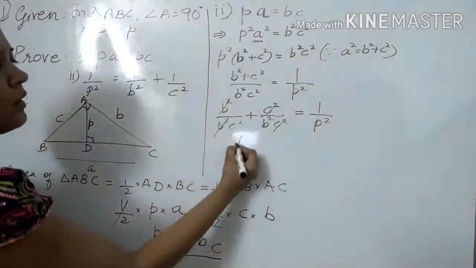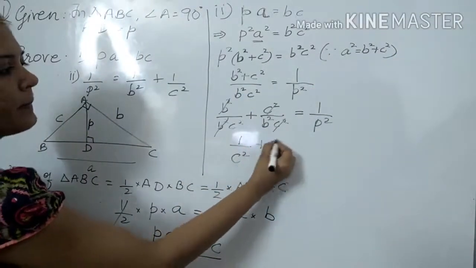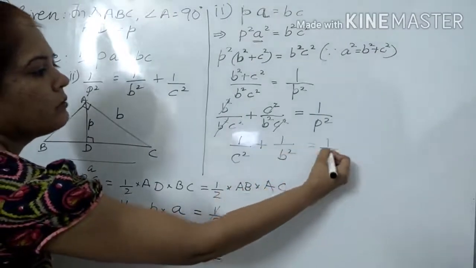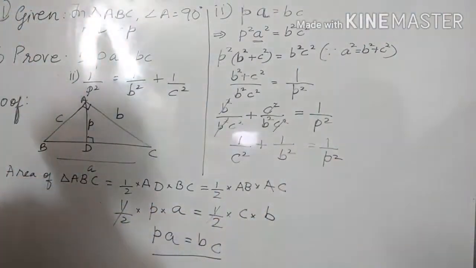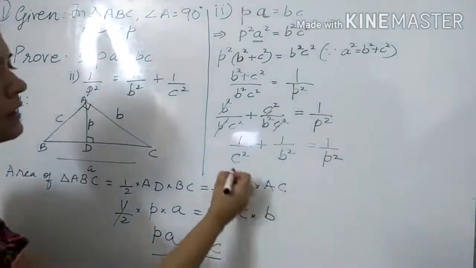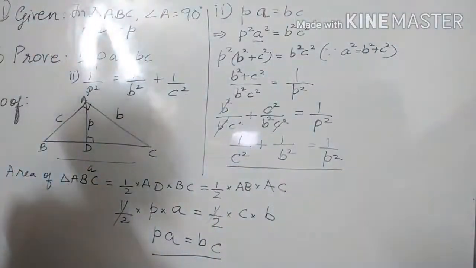So we have 1 by C square plus 1 by B square is equal to 1 by P square, which is what they asked us, but you can change the order of left hand side and right hand side. Otherwise, this is our completion of proof number 11.